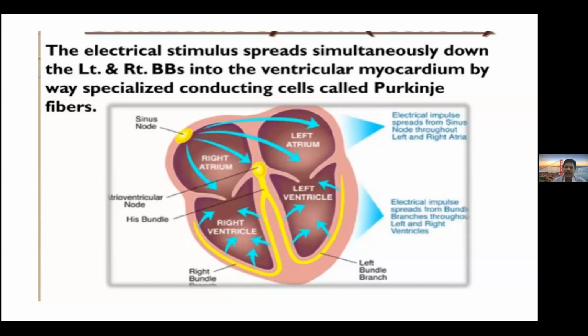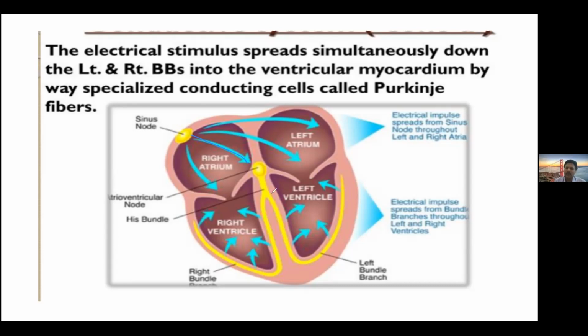See here, the conduction happens. This is the first thing which we saw in the first class. The conduction happens from the SA node. From the SA node, it reaches the AV node. From this, it conducts through the specialized conduction system, that is the bundle of His, right bundle branch, left bundle branch, which divides into two and reaches the Purkinje fibers.